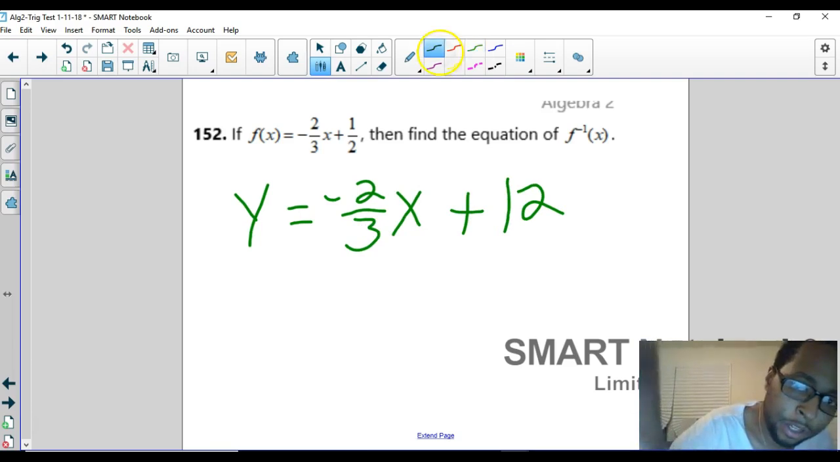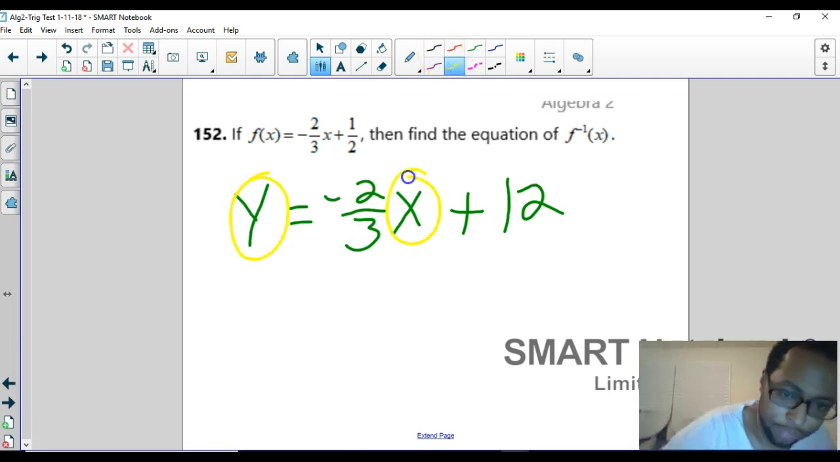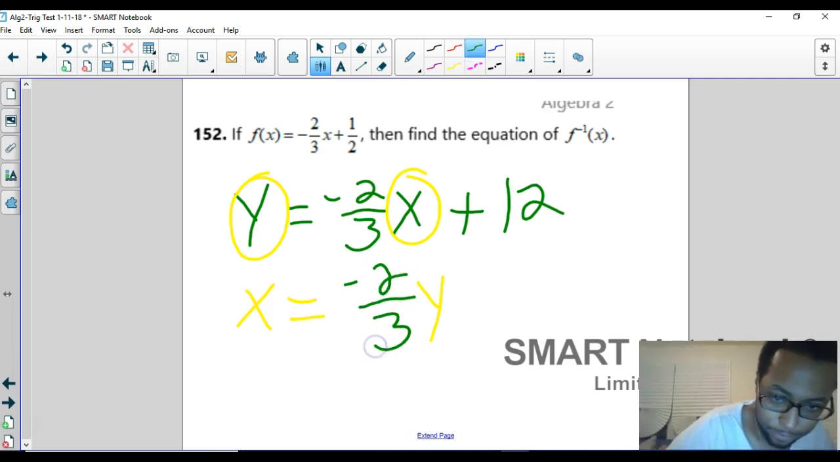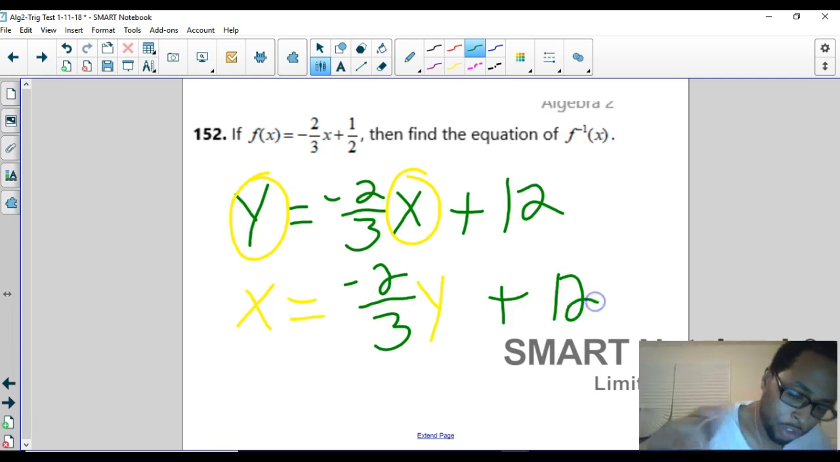Second thing, important, change the y and change the x and flip them. So now I'm going to make this x, and now I'm going to make this y. And then I'm going to bring down the rest of my equation. Okay. That's important when realizing you're doing the inverse. Now you're going to solve for y.